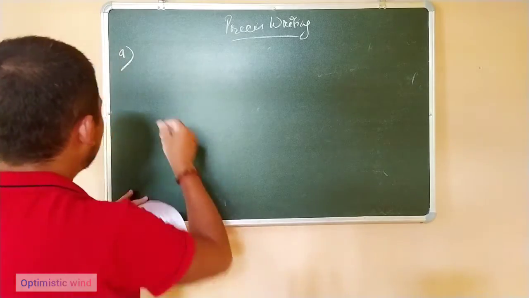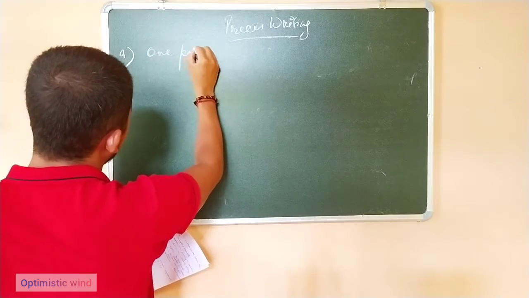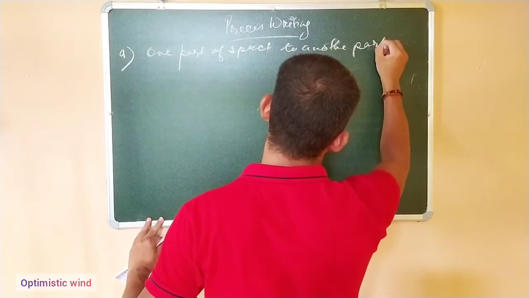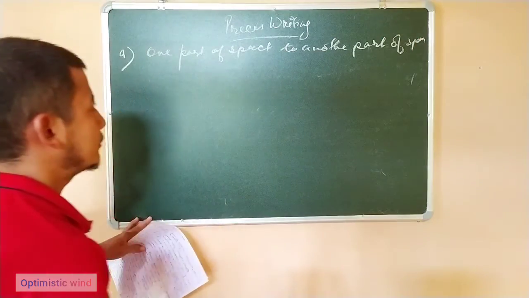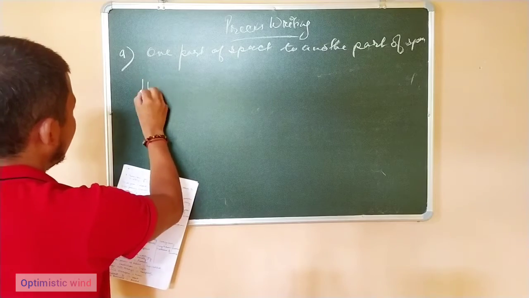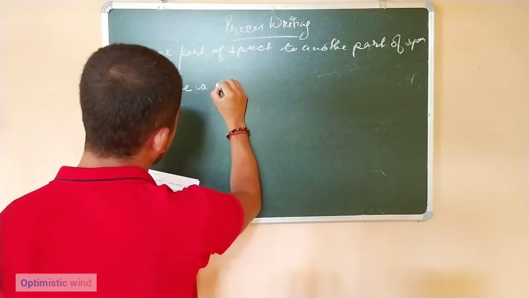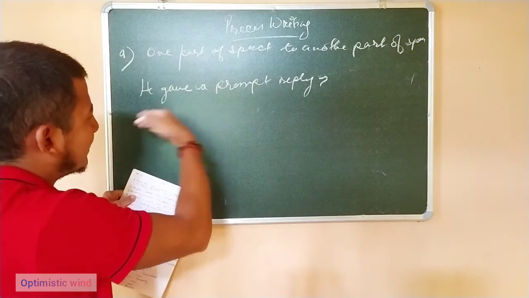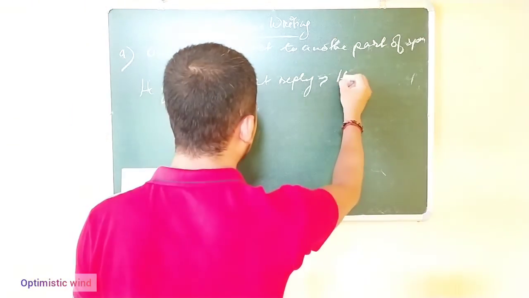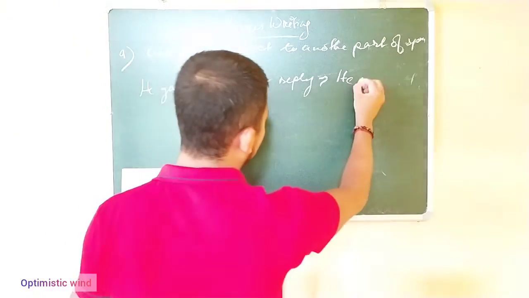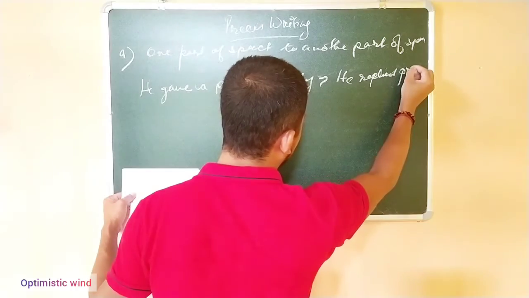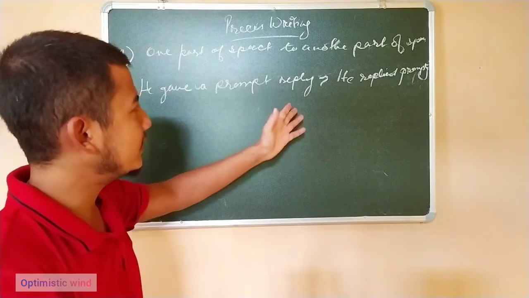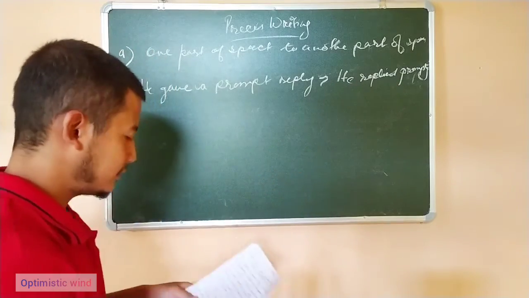So number 9 is, try to change from one part of speech to another part of speech. So try to do that also. Let's take the example, "He gave a prompt reply." If you change the part of speech, then it will be "He replied promptly." So it's very simple, right? Instead of "He gave the prompt reply", if we convert the part of speech, it can be written as "He replied promptly." Simple.